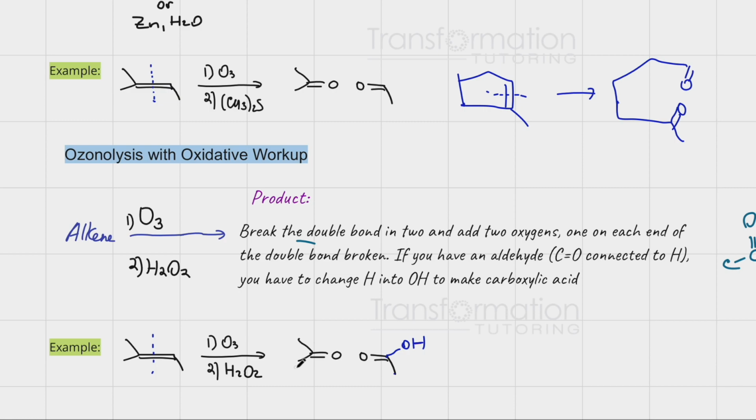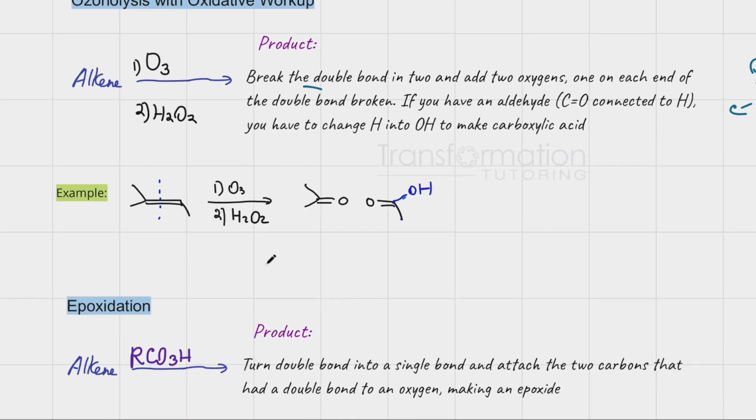Notice for this one, it was a ketone. It was not an aldehyde. This C double bond O was in between two carbons, so we can't do anything to it. We leave it alone. But it's this one that we had to change because this carbon had a hydrogen here. So we will have to change the hydrogen to the OH to make a carboxylic acid. So if you see in your synthesis that you have carboxylic acid products, maybe that was ozonolysis with oxidative workup. You can think about that.